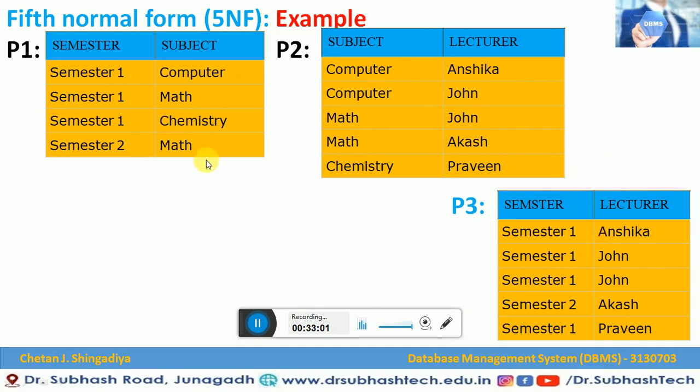Now you can check any example, or you can check first normal form, second normal form, third normal form, or 4NF properties. You can satisfy all the properties in this example. So after looking at this table, we can say that that particular table is in fifth normal form.